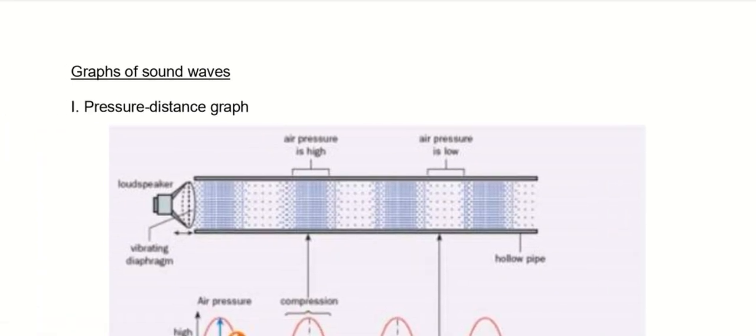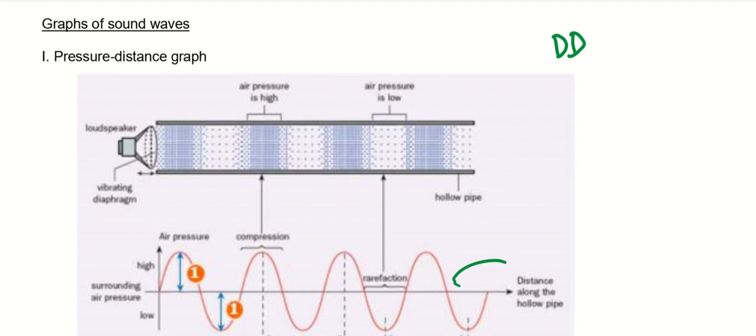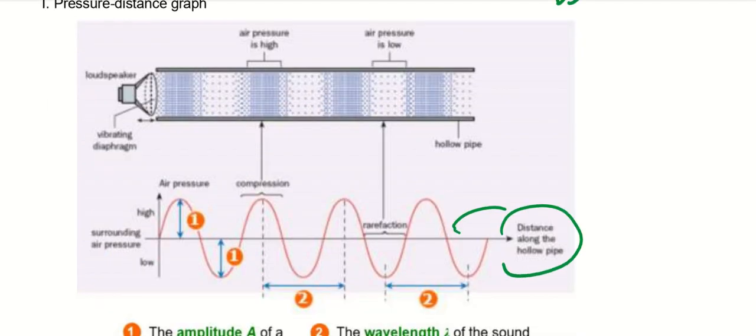Okay, so now we go to graph. We have pressure distance graph. So this is something like your displacement-distance graph, right? You look at the x-axis, it is distance along the hollow pipe, and this is air pressure. Now, still remember, for air pressure that is high, it is actually compression. Air pressure that is low, it is rarefaction.